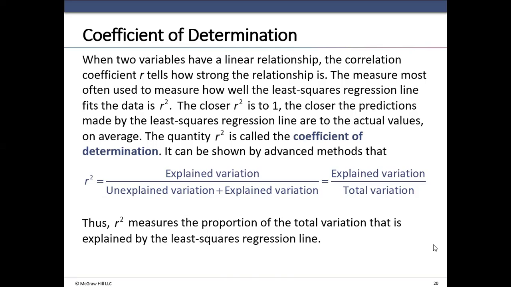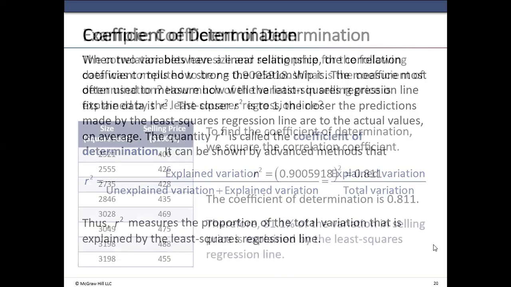So r square is the percentage of the variation in y that can be explained by the least square regression line. Thus, r square measures the proportion of total variation that is explained by the regression line. It is the explained variation, the square of the vertical distance of y hat, the fitted value of y, minus the y average, divided by the sum of the squares of the two variations, or the total variation. That means r square, when converted to a percentage, tells you what percentage of the variation in y can be explained by the least square regression line.